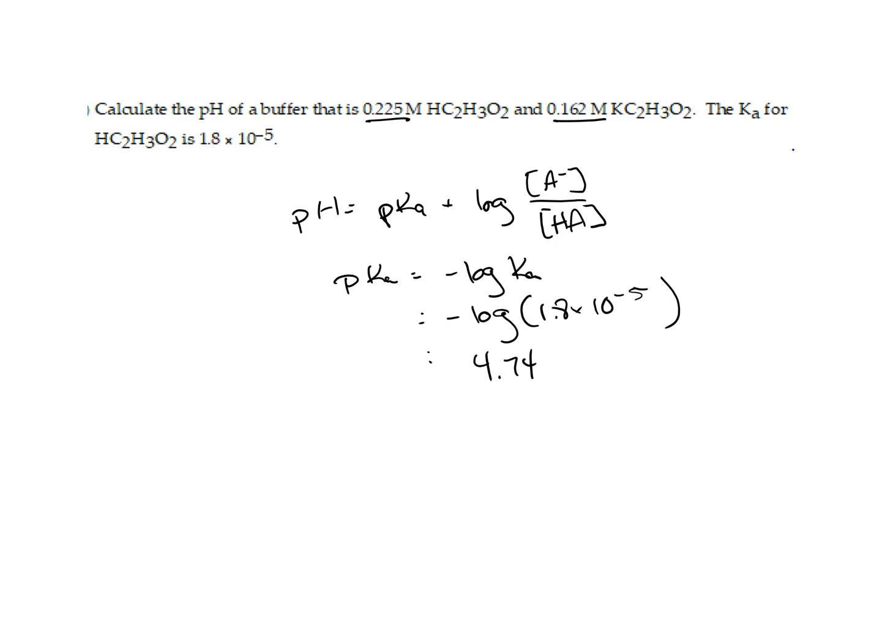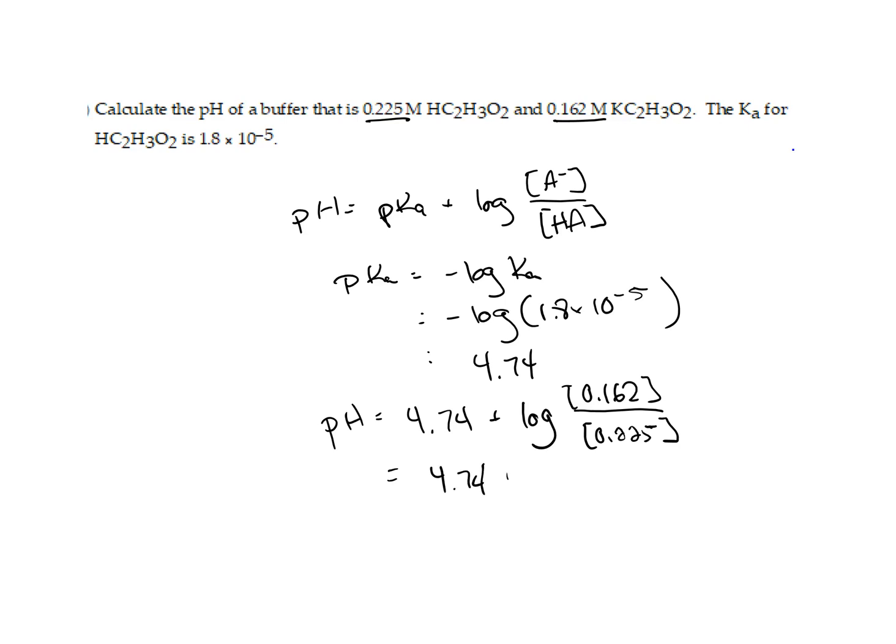Now, what we can do is we can literally plug and chug. We don't even have to rearrange, because pH for this is going to equal our pKa for our weak acid plus the log of the ratio of our concentration of our conjugate base, which is 0.162 moles per liter, over the concentration of our acid, 0.225 moles per liter. And if we do this solution, it's going to look like, let's see, 4.74 plus negative 0.14 equals 4.6. And that should be our pH for this buffered solution of weak acid, acetic acid to acetate.